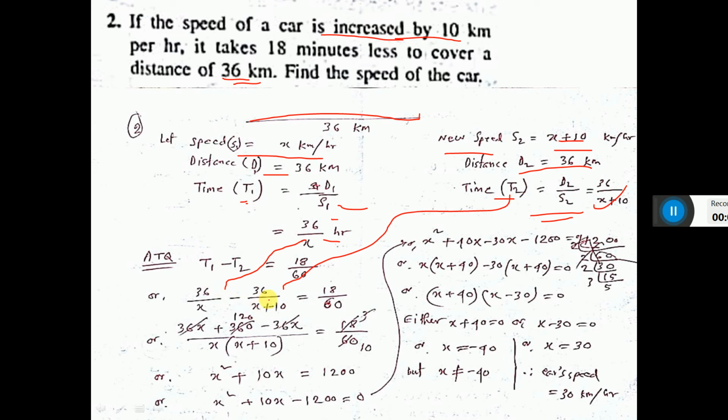Then 36x plus 360 here, and 36x is there, then this will cut, and 6 3s are 18 and so on, and this 3 will cut this one, 120. Now you do cross multiplication, that is x square and 10x, 120 into 10, that is 1200. Now bring it to one side and do the middle term factorization. So x is coming minus 40 and x is coming 30, but minus 40 I have not taken because speed cannot be negative, so this one I cut. This is the speed of the car.